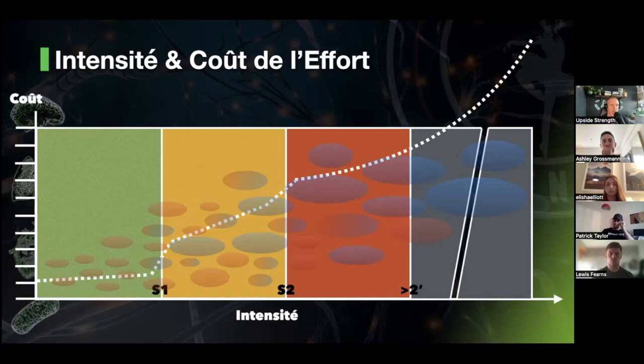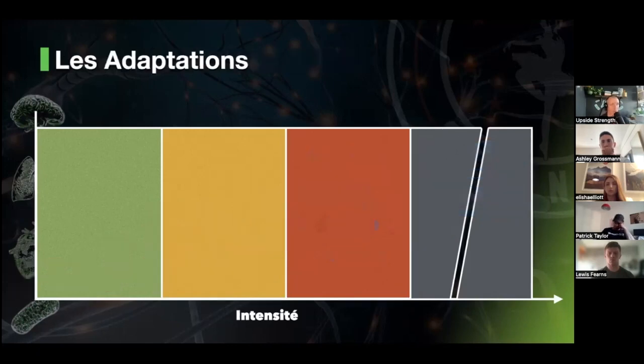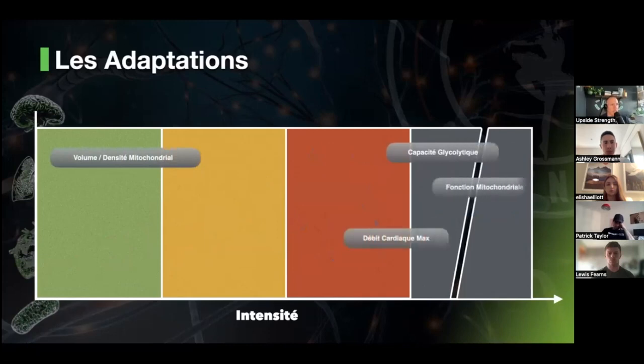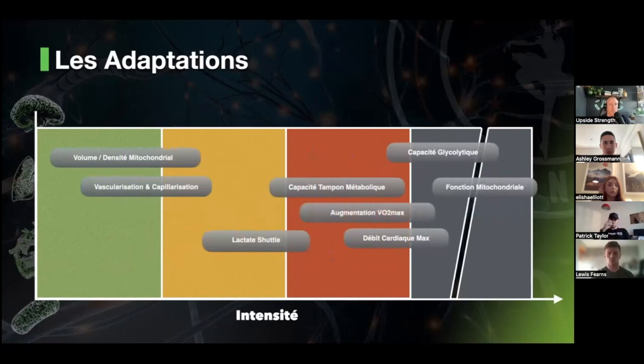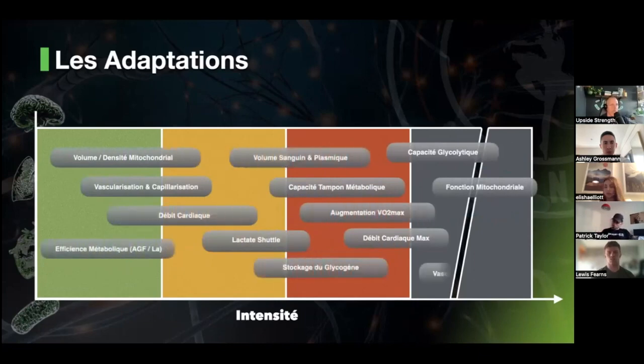So understanding what the cost of effort is going to be will help you determine how much of each training you should apply for people that you work with or for yourself. If we think about adaptations, those are, I think, just useful to illustrate what's going on, not necessarily to follow down to the T. Obviously, at low intensity, we're going to have mitochondrial density and volume that's going to develop, vascularization and capillarization of the muscle fibers that are used.